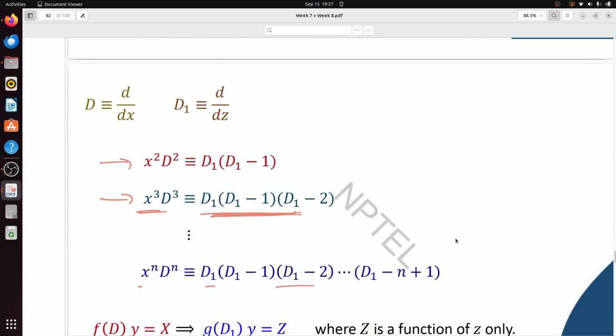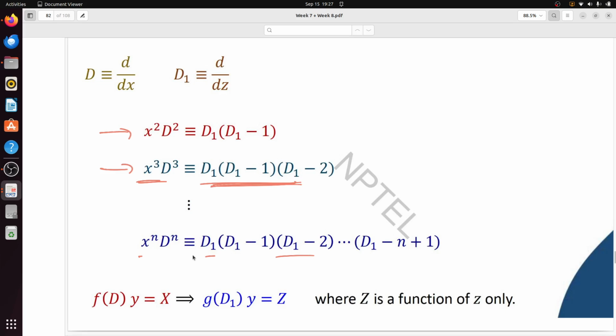Okay, so if you have x to the power n d to the power n, proceed in a similar way. You will get d1. I usually don't write d1 as this operator, I will write it as theta. So you can write x to the power n d to the power n as theta into theta minus 1 into theta minus 2 up to theta minus n plus 1, where theta is actually d/dz.